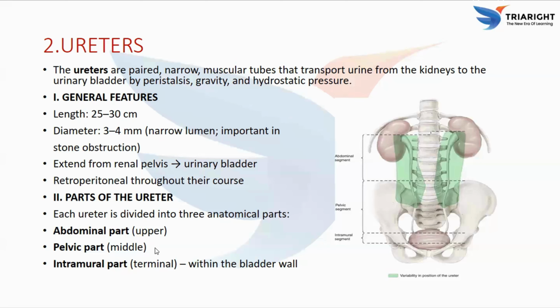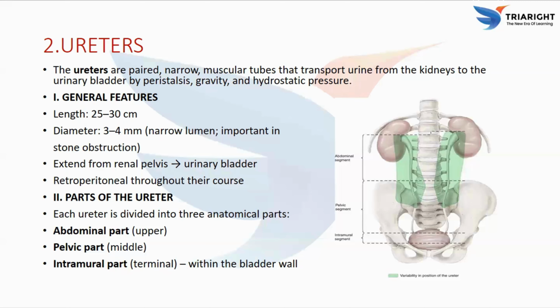The second part, the middle part, is the pelvic part, which begins at the pelvic brim, enters the true pelvis and runs closely to the reproductive organs. In males, it is situated near the vas deferens, whereas in females, near the uterine artery. The third part, the terminal part, is the intramural part. It is a very short part. It travels within the bladder wall and opens into the bladder at the ureteric orifice.